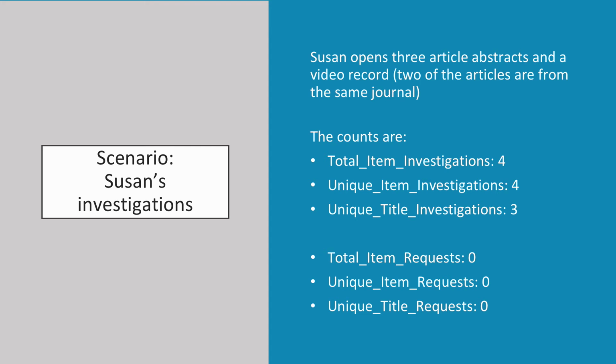The counts are 4 total item investigations, 4 unique item investigations, and 3 unique title investigations. That's because 2 of the articles are from the same journal. No requests have been made at this stage, so all of the request metrics report 0.